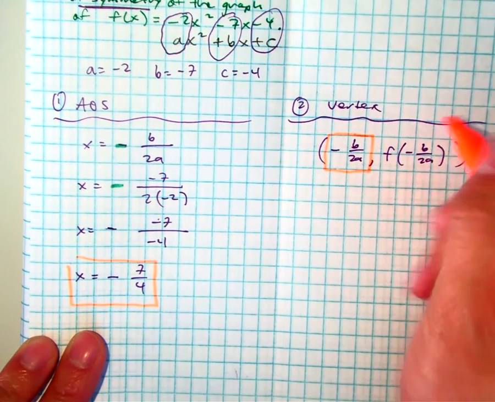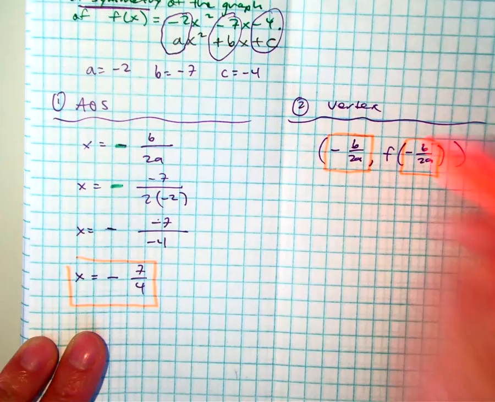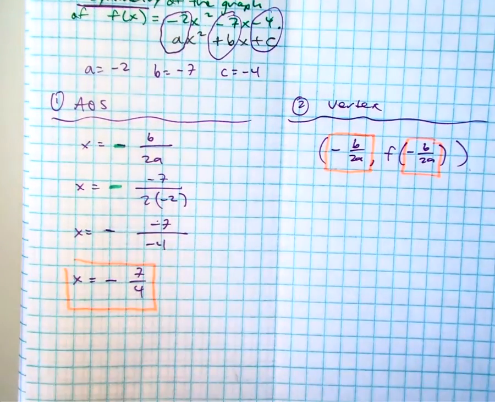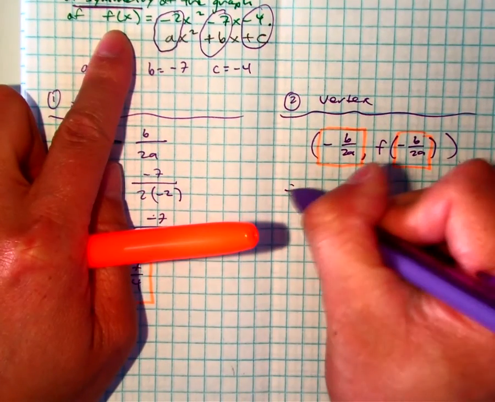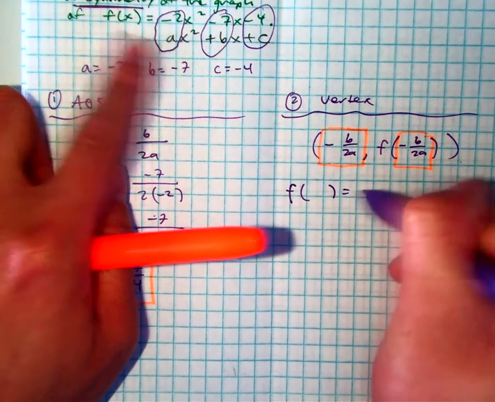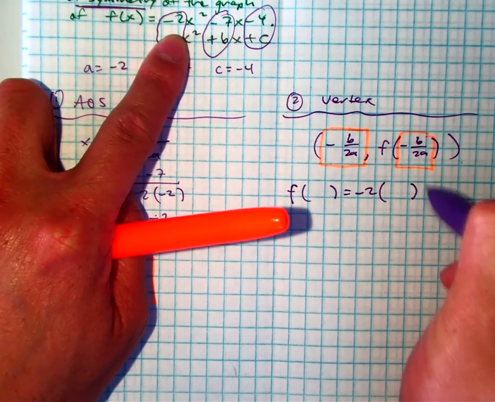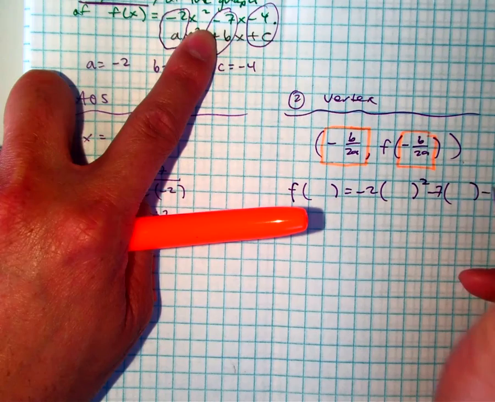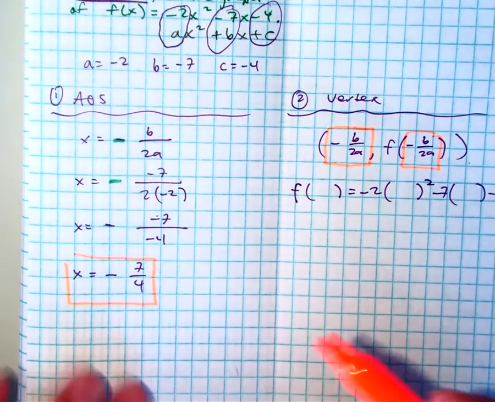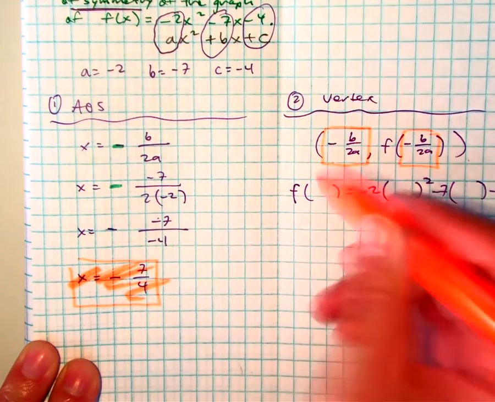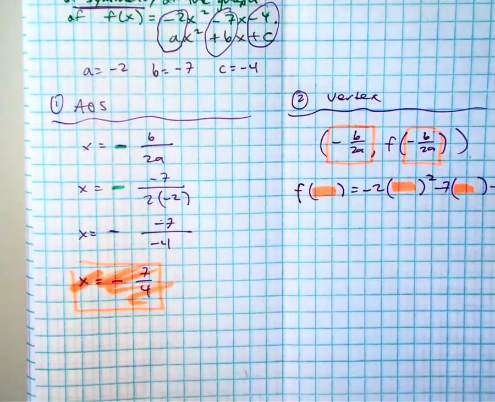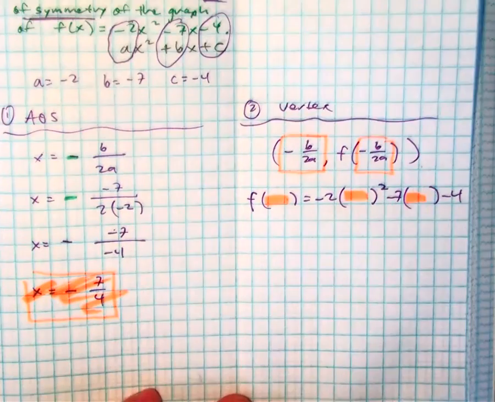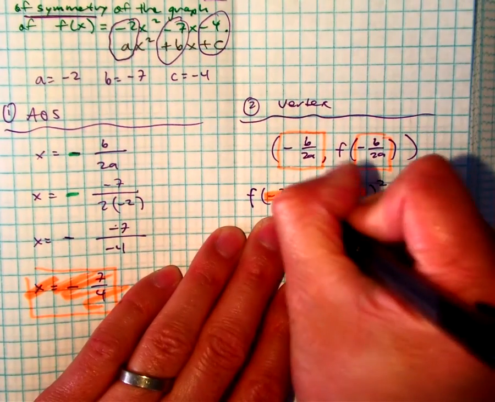And what you're going to do with that is you're actually going to put it into the function itself. So this function up here, let me write it out with parentheses. f equals negative 2 times x squared minus 7 times x minus 4. And basically this value that we just found, negative 7/4, we're going to put in for every x value. So now I have negative 7/4.